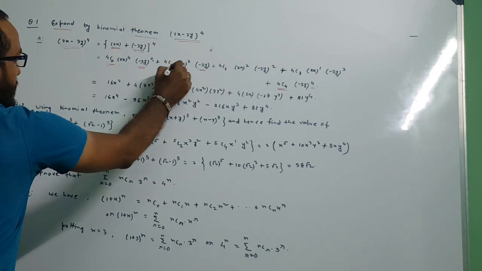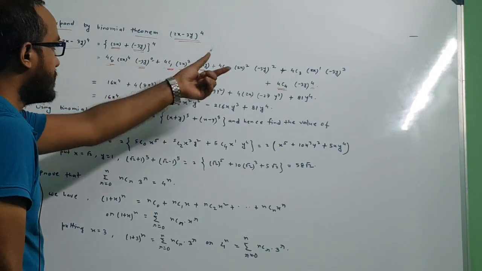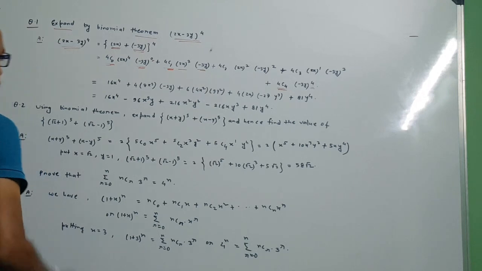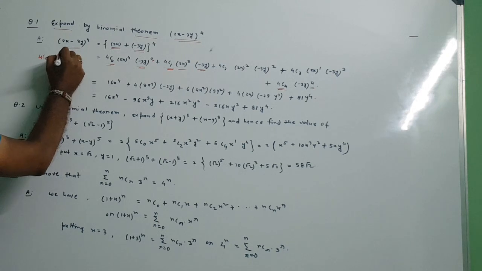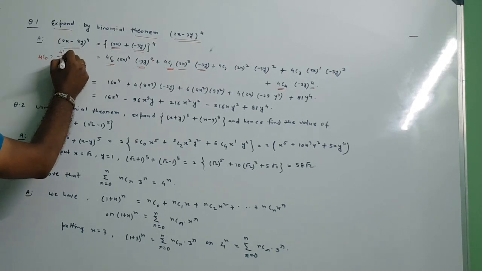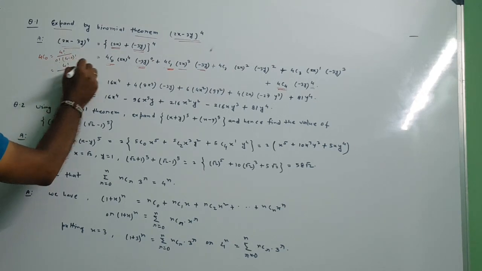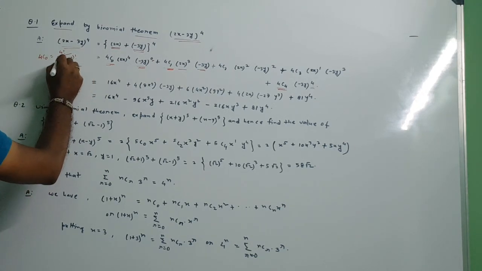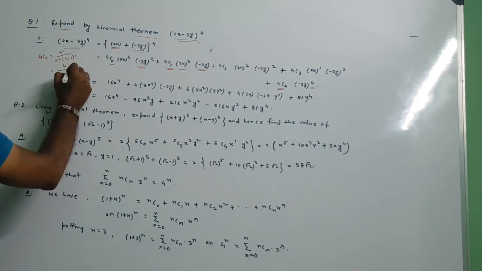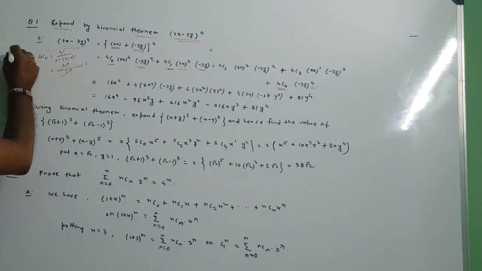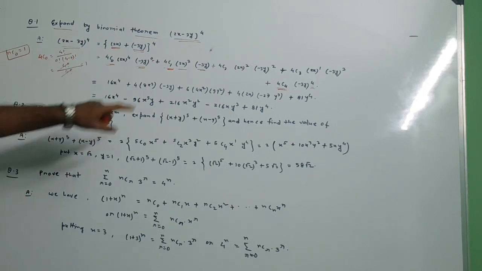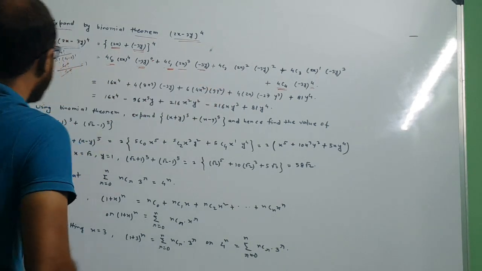Now let us see what is the value of 4C0, 4C1, 4C2. See, 4C0: n factorial, that is 4 factorial, divided by r factorial, that is 0 factorial, into n minus r factorial, that is 4 minus 0 factorial. So you will have 4 factorial divided by 0 factorial, which is 1, I have already told you. 4 minus 0 is 4, 4 factorial. So 4 factorial cancels out. So we will get 1. So you can remember this as a formula, nC0 is always 1.